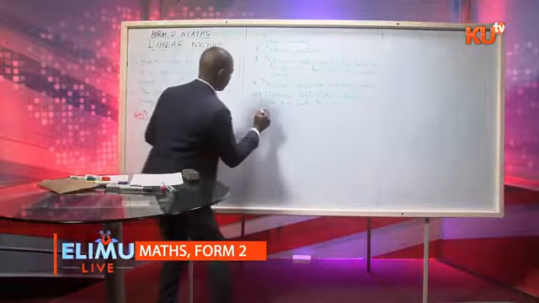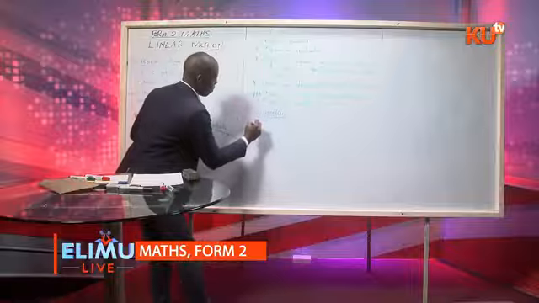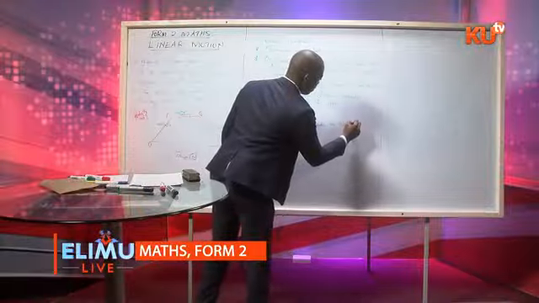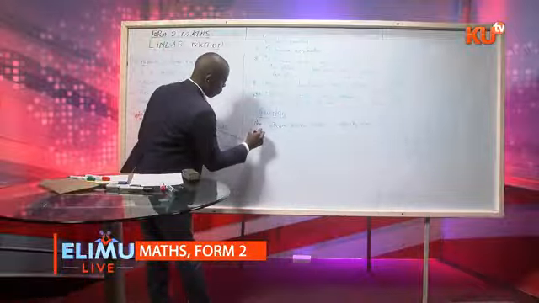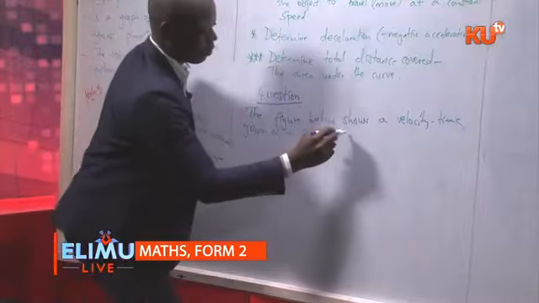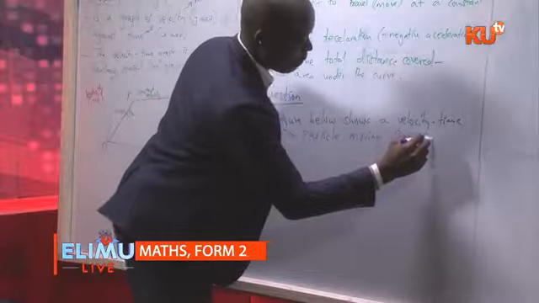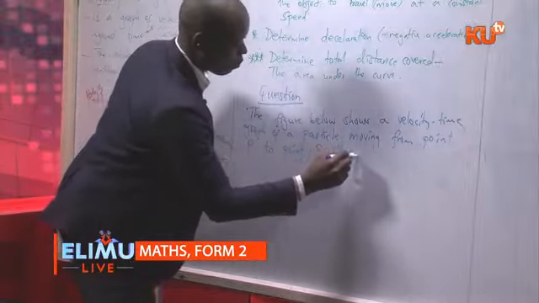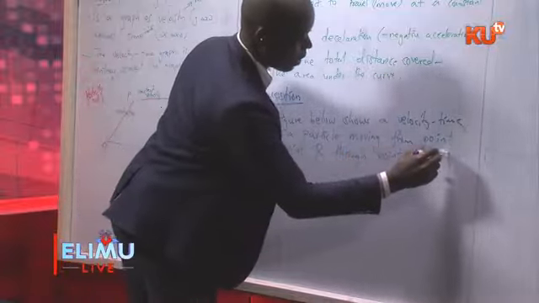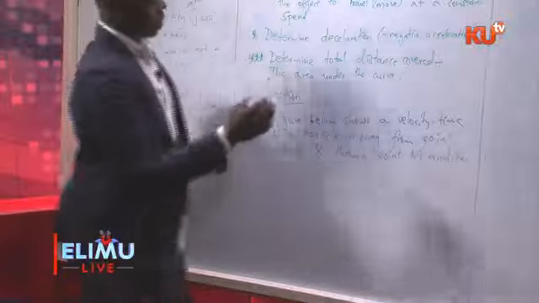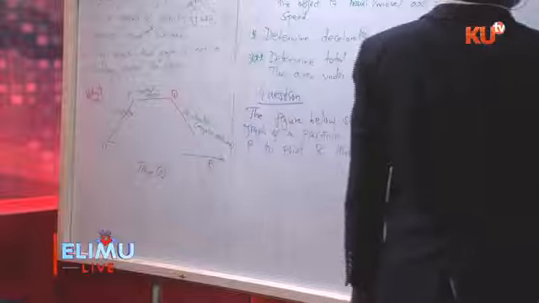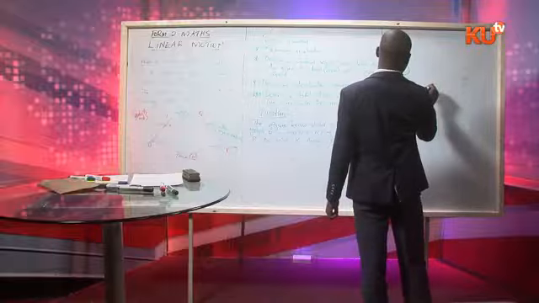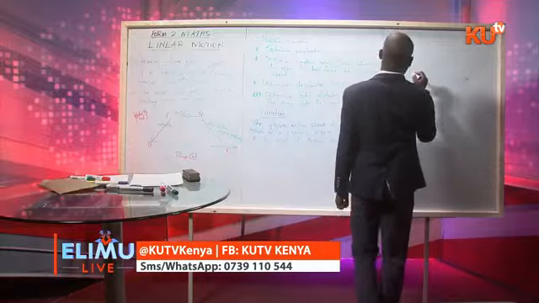You are told that the figure below shows a velocity time graph of a particle moving from point P to point R through points M and N. So this is the graph with velocity in meters per second and time in seconds. And so let's draw it this way.